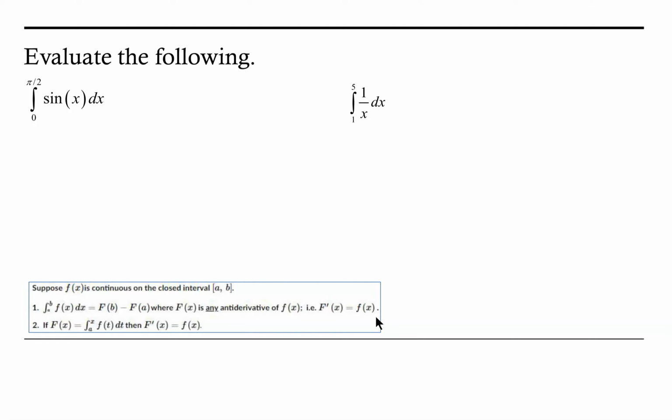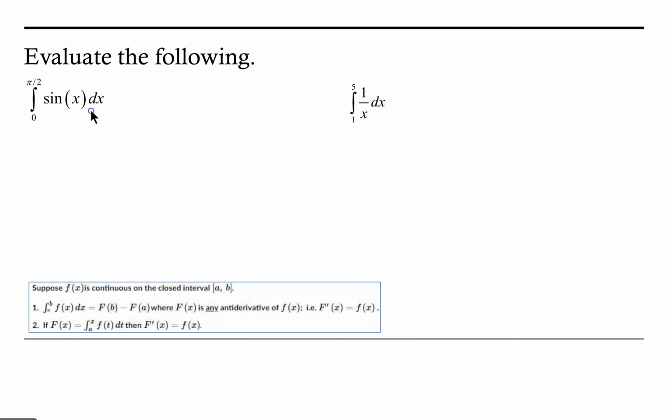So our first example here is the integral from 0 to pi over 2 of sine of x dx. Our integrand is the sine function, which is continuous over all real numbers. So certainly continuous over the interval from 0 to pi over 2. So let's go ahead and evaluate this integral.